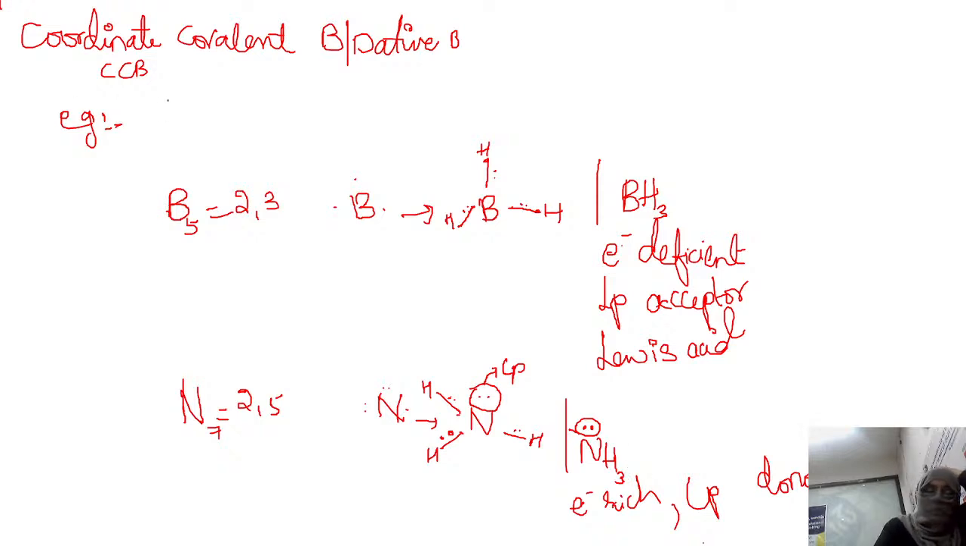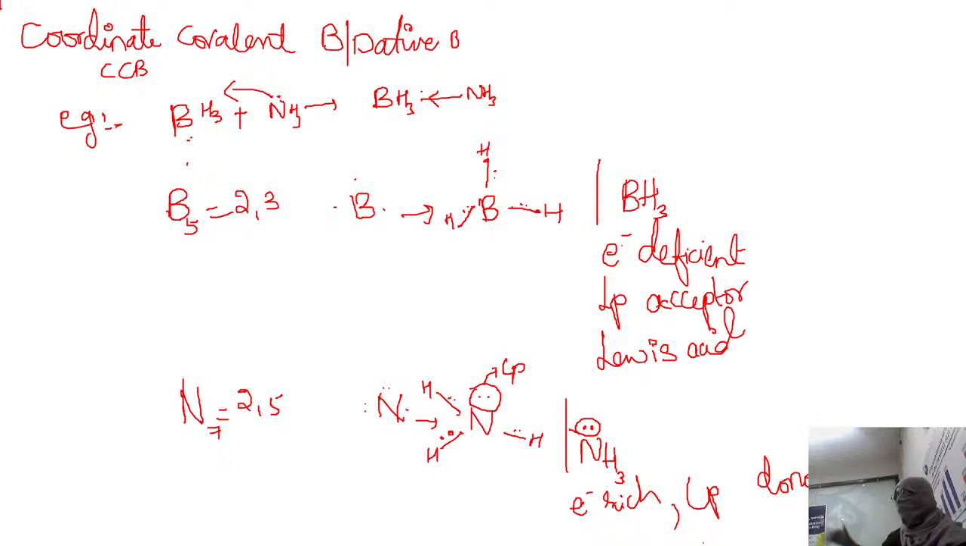Now look here, the bond is formed. BH3 is electron deficient, a lone pair acceptor, Lewis acid. NH3 has one extra pair. It's giving its electrons to this. Now you just see how the bond is formed. I am indicating the arrow towards boron or BH3. Why? Because nitrogen is giving, and it is accepted by B. Right? Show the arrow towards the element which receives. So BH3 is receiving here.